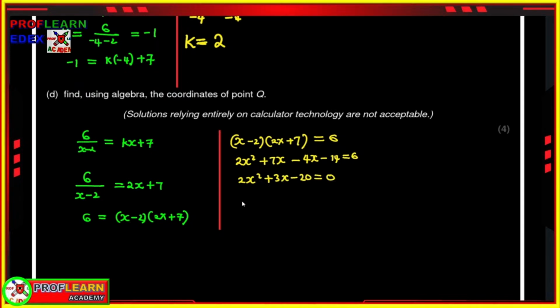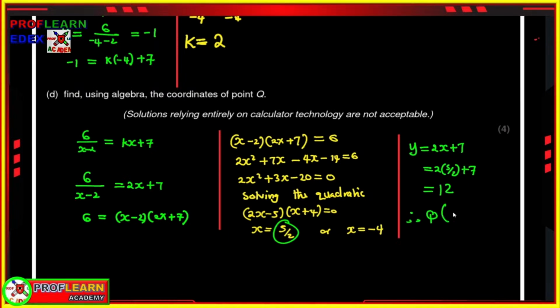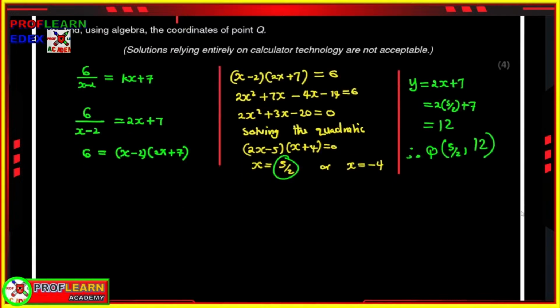Now, solving this quadratic equation, what are we going to get? We are going to have it factorized to this. So we have x equals 5 over 2 or x equals -4. Because already one of the coordinates, -4, has been used, the x coordinate of Q is going to be 5 over 2. Then we can substitute into the straight line so that we can find the value of y. So the coordinate of Q should have x and y. So our x is 5 over 2 and our y for Q is 12 as obtained here.